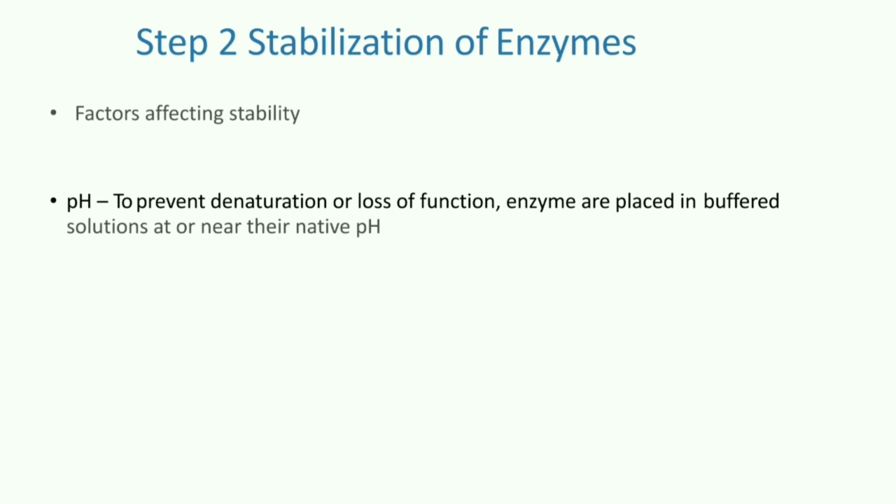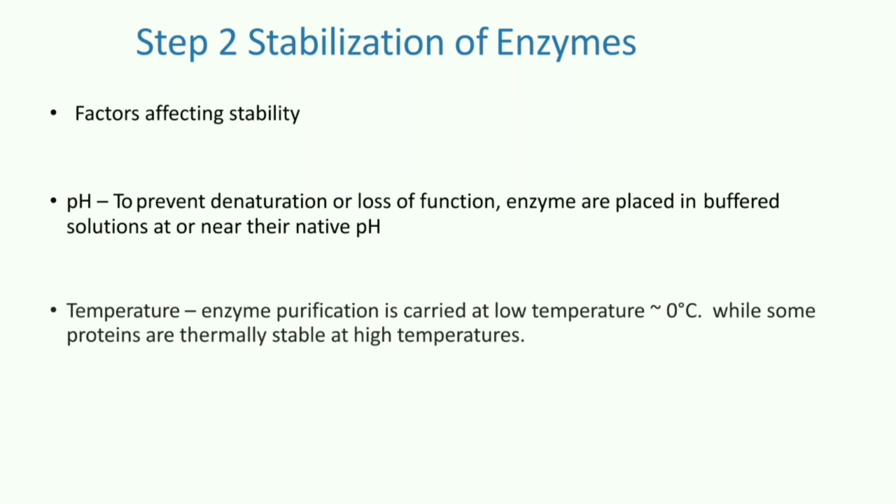The second step is stabilization of the enzymes. There are many factors which affect the stability of the enzymes. The first one being the pH. So to prevent denaturation or loss of function, the enzymes are mainly placed in buffered solution. The pH is near the native pH of the enzyme.